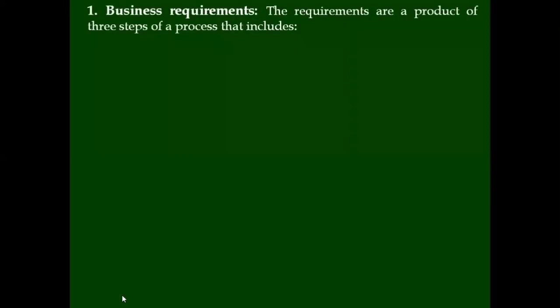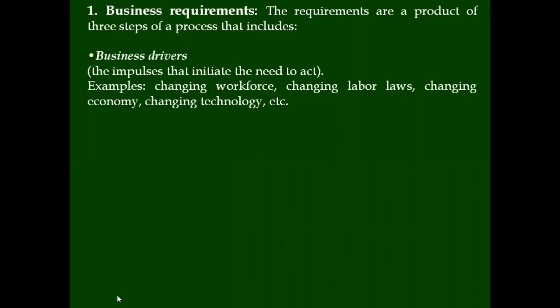So start with the business requirement. The business requirements are a product of a three-step process. The first one is business drivers. And what are the business drivers? These are the impulses that initiate the need to act. Examples are changing workforce, changing labor laws, changing economy, and changing technology. So, business requirement has three steps. First is the business drivers, and these are the impulses that initiate the need to act.